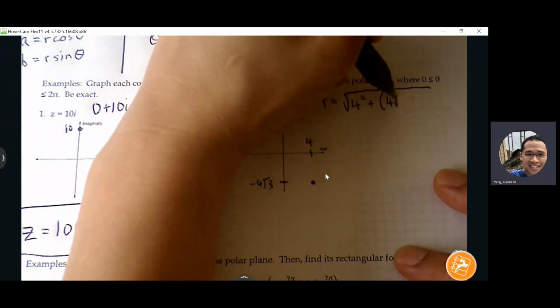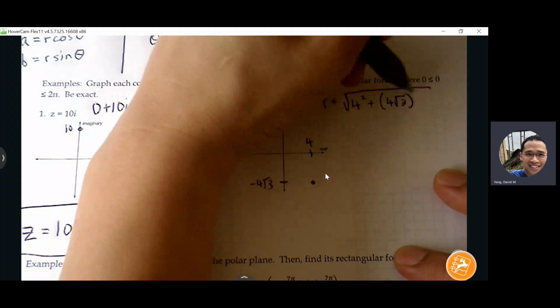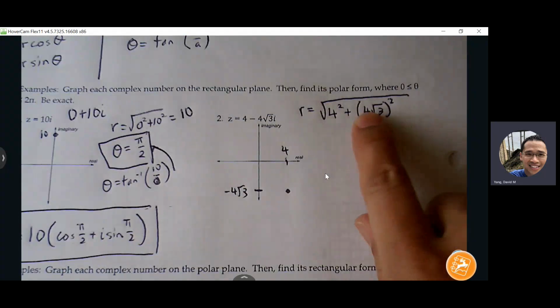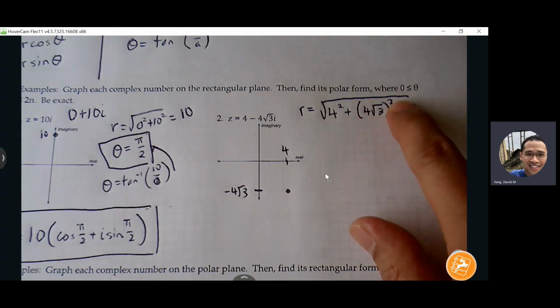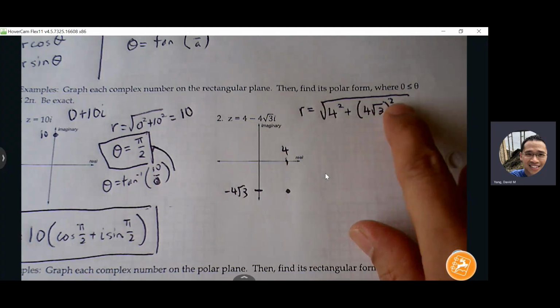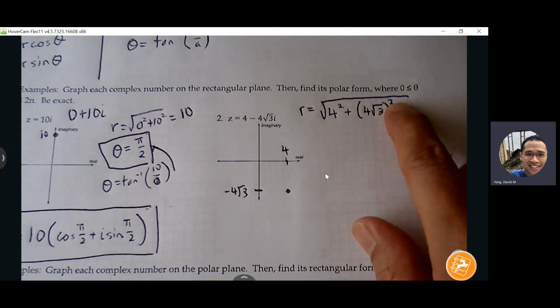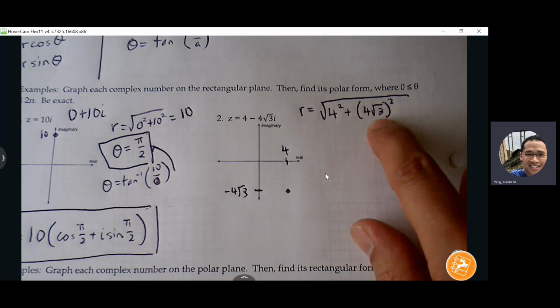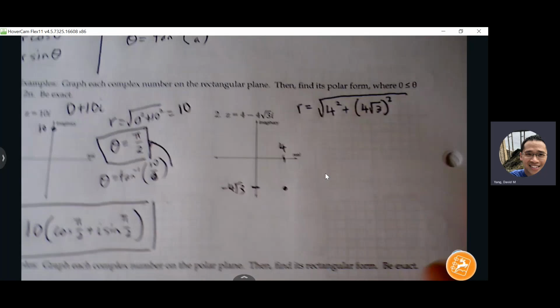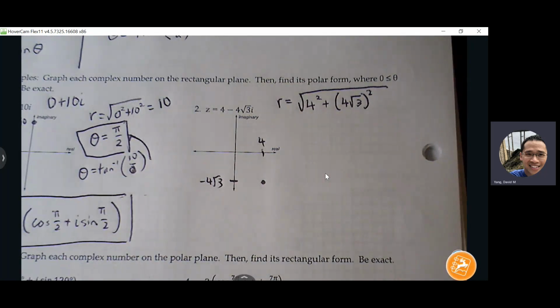Now, this is important here. If you plug this in the calculator, make sure you use parentheses. Otherwise, if you just do 4 root 3 squared, it's not going to quite get you the correct answer, right? So you want to make sure that the exponent knows to square both the 4 and the root 3. The way to do that is you've got to use parentheses. So practice doing that. You've got 4 squared plus 4 root 3 quantity squared.